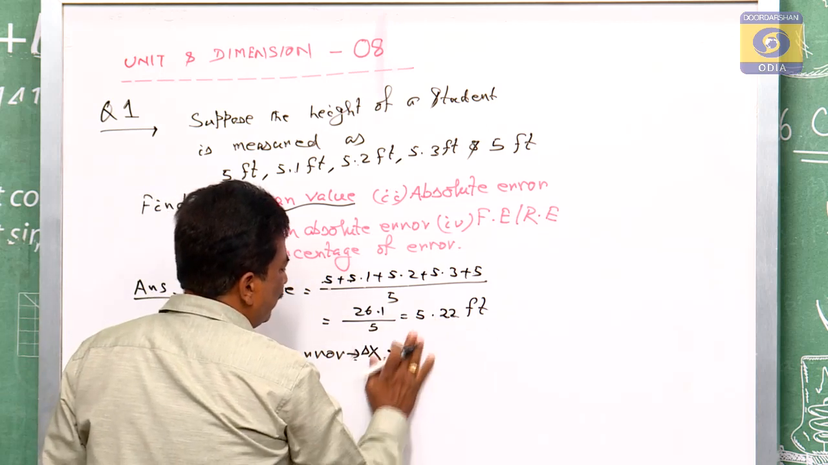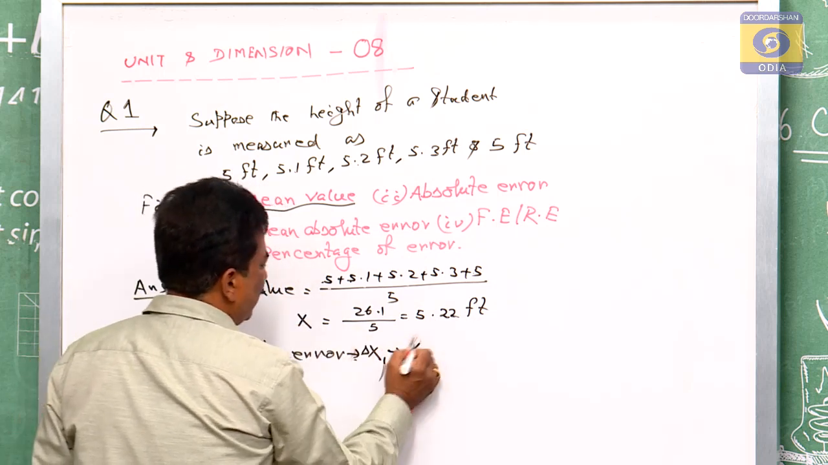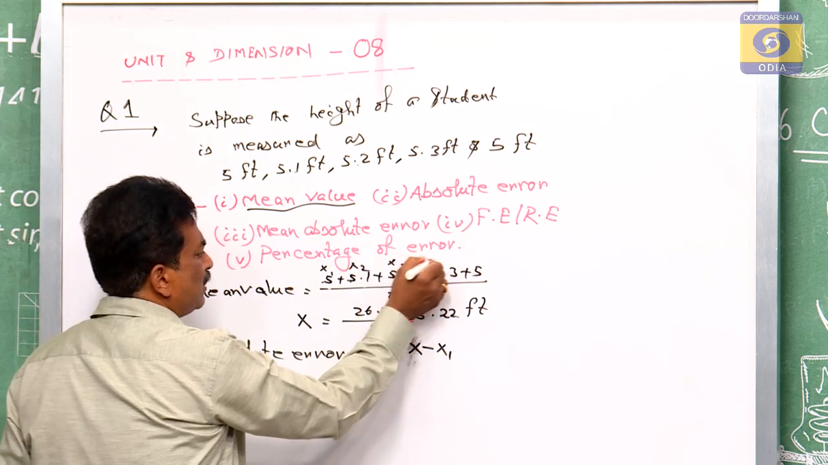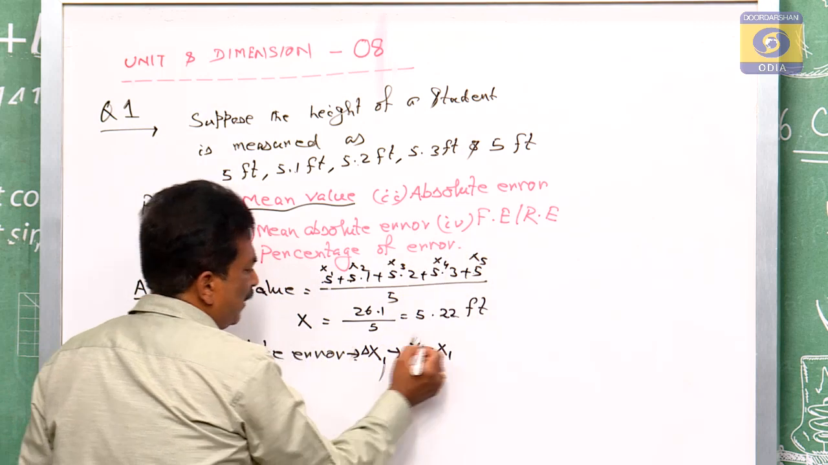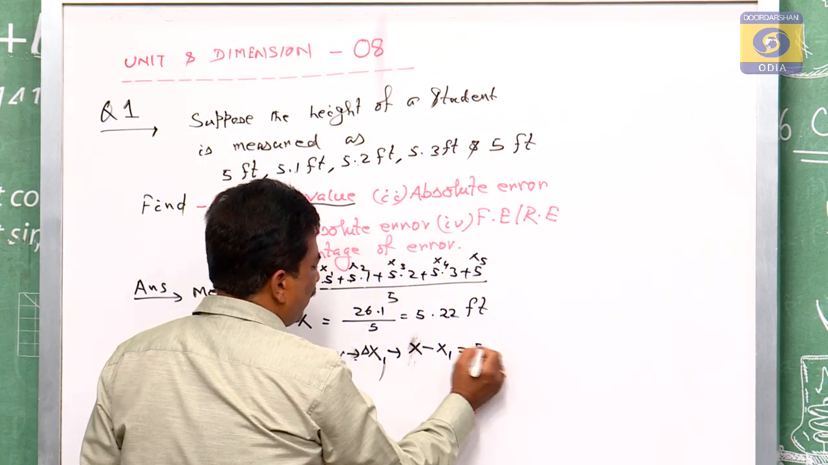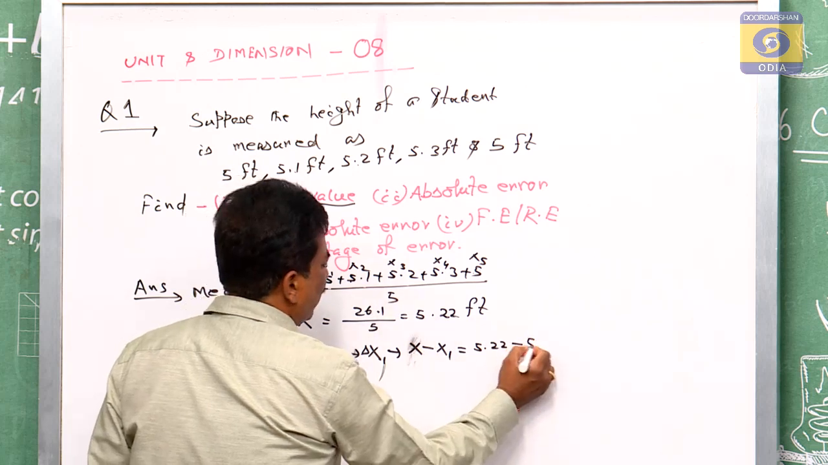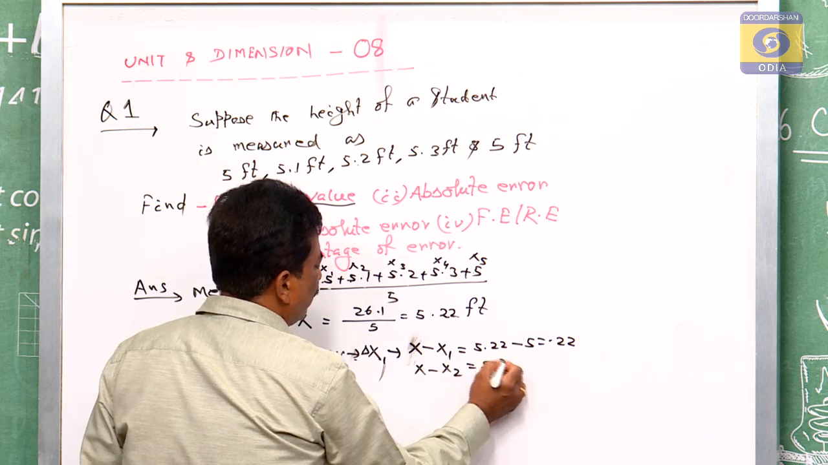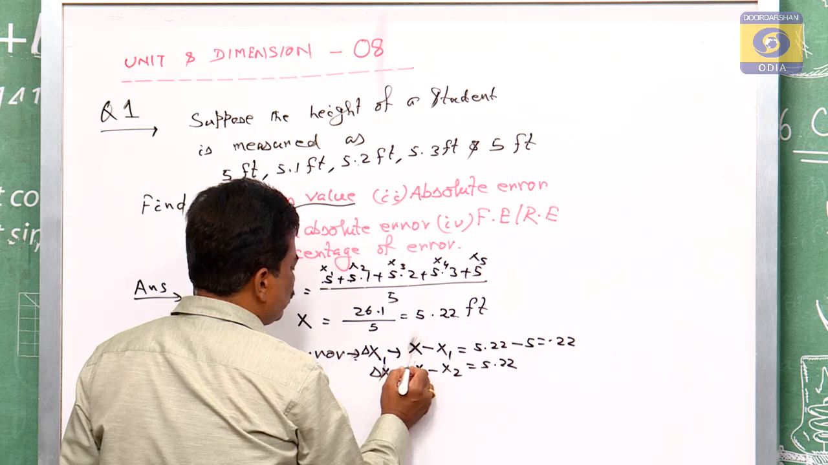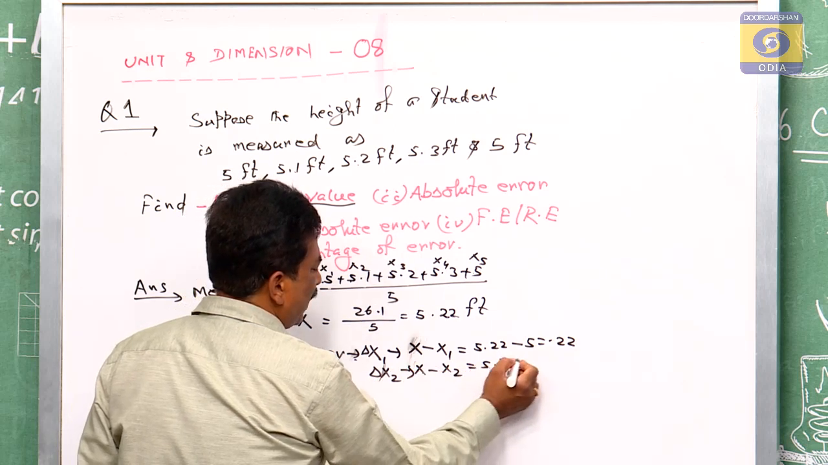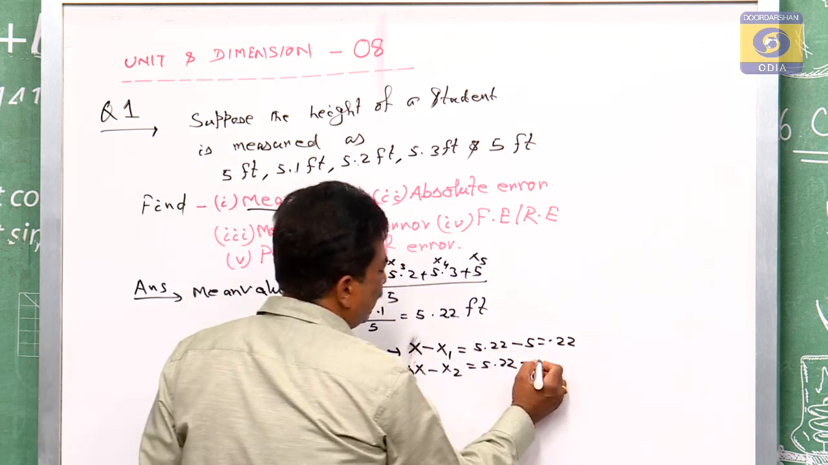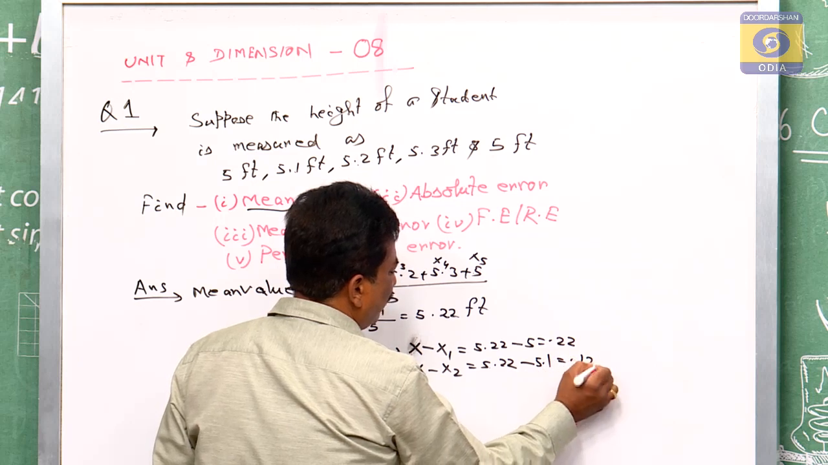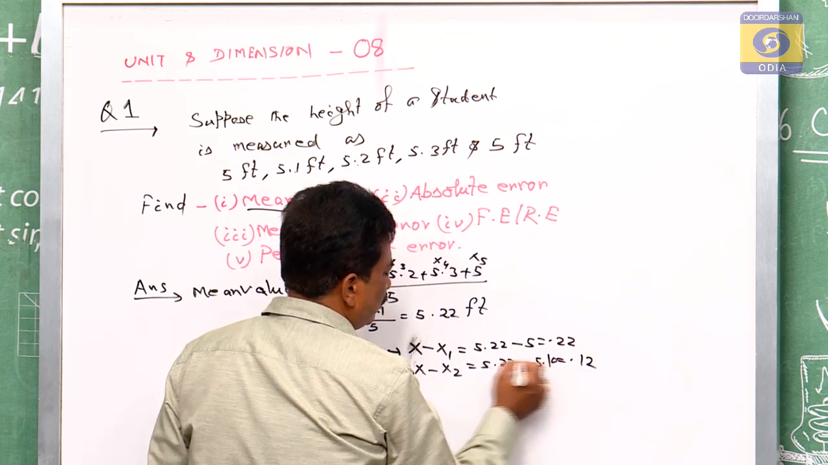This is x minus x1. This is x1, this is x2, this value is x3, this is x4, this is x5. So x minus x1 means x is 5.22 minus 5, that is 0.22. Then x minus x2. So del x2 is equal to x minus x2, 5.22 minus. What is the x2 value? 5.1. So that is equal to 0.12.